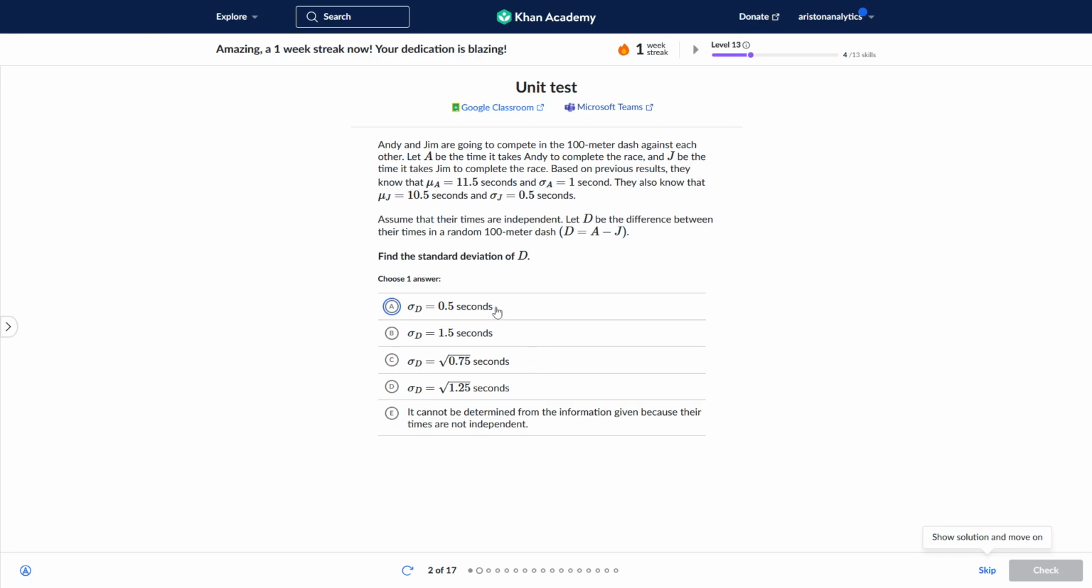Andy and Jim are going to compete in the 100-meter dash against each other. Let A be the time it takes Andy to complete the race, J the time it takes Jim. Based on previous results, they know that 11.5 and then 1 second. They also know that... Okay. Find the standard deviation of D.